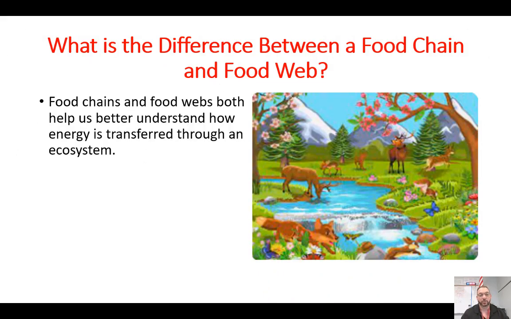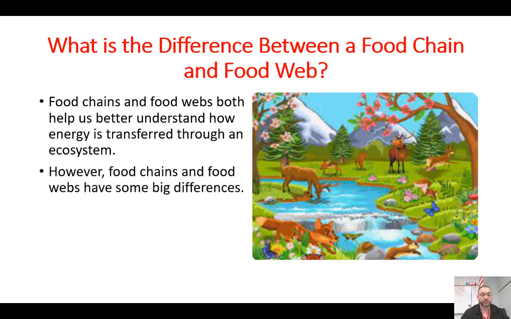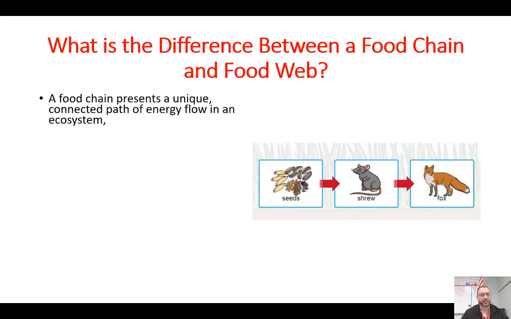So food chains and food webs both help us better understand how energy is transferred through an ecosystem. However, food chains and food webs have some big differences. So a food chain represents a unique connected path of energy flow in an ecosystem. So in this example, we start with our producers, which are seeds. The shrew eats the seeds and the fox eats the shrew.